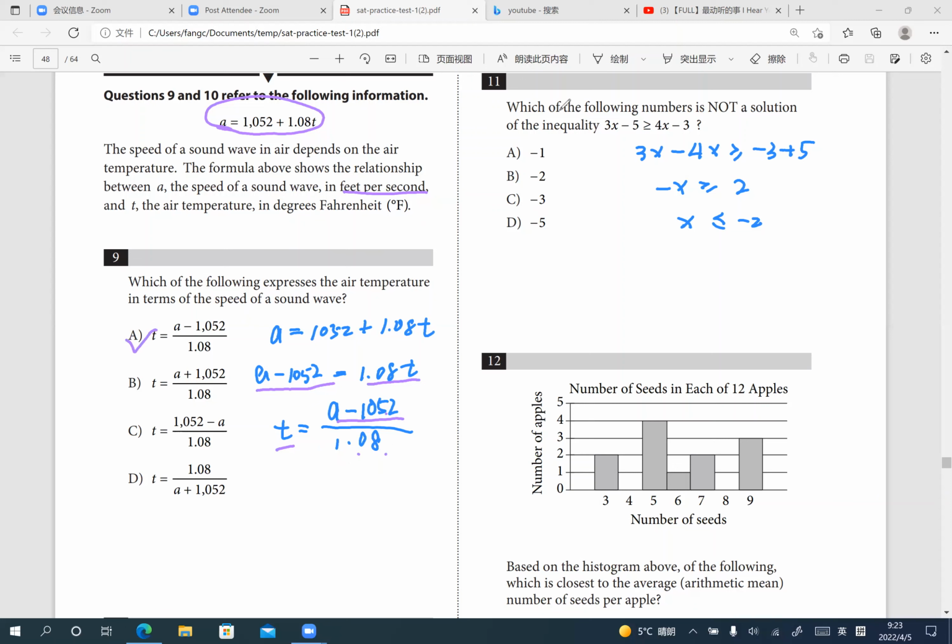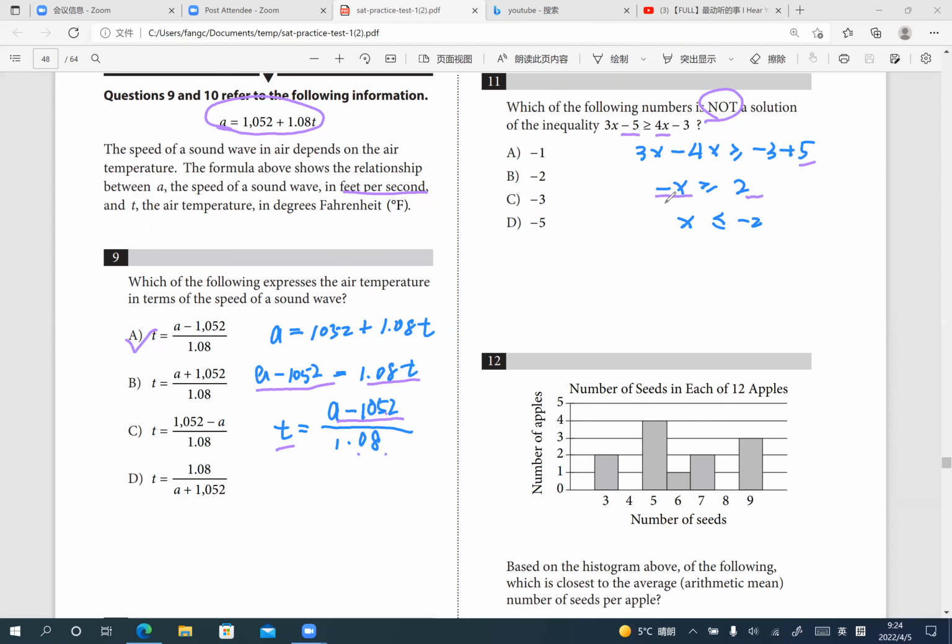Next question. Question 11. Which of the following numbers is not a solution of the inequality 3x minus 5 greater than or equal to 4x minus 3? So we move the term 4x to the left side, and we get 3x minus 4x is greater than or equal to -3. Also move the -5 to the right side. So we get -x is greater than or equal to 2.